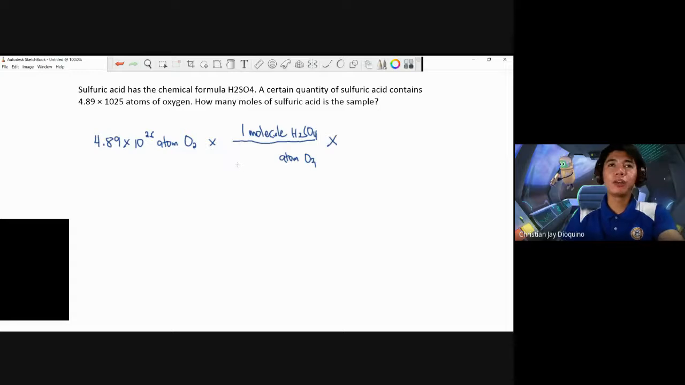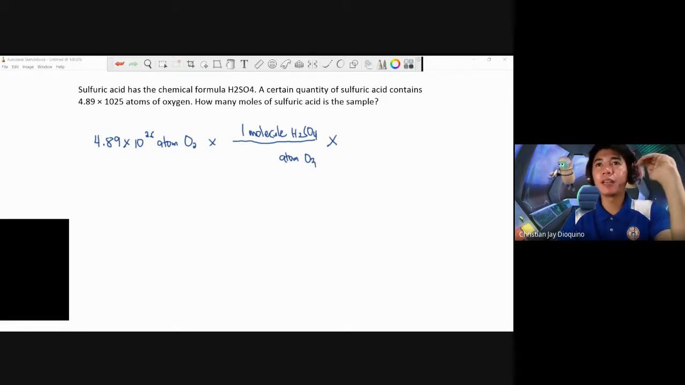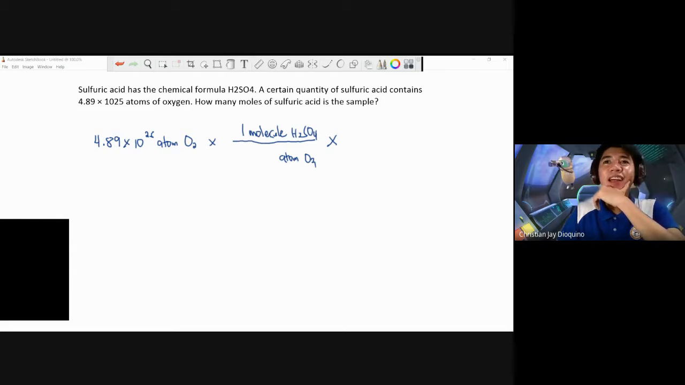Now, what do we put for the atom? To get that, let's look at the number of atoms of oxygen in its compound, which is H2SO4. So how many atoms of oxygen are in sulfuric acid? Looking at the chemical formula, how many? Rain? 4. Correct, that's 4. So we put 4 here, since the formula shows 4 atoms.